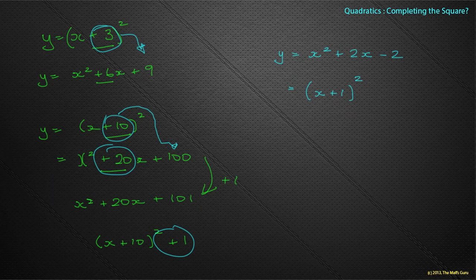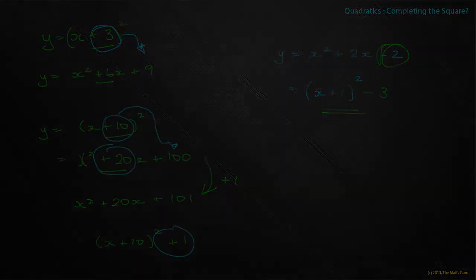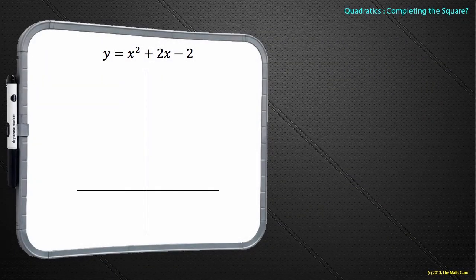Thing is, I don't want 1. I've noticed that my equation here needs negative 2. Well, if I've got 1 and I want to get to negative 2, then I simply take 3 away. Wow! And there is my completing the square form, using what I think is pretty simple maths. So there we go. There's our equation we've just been working on: y equals x squared plus 2x minus 2.